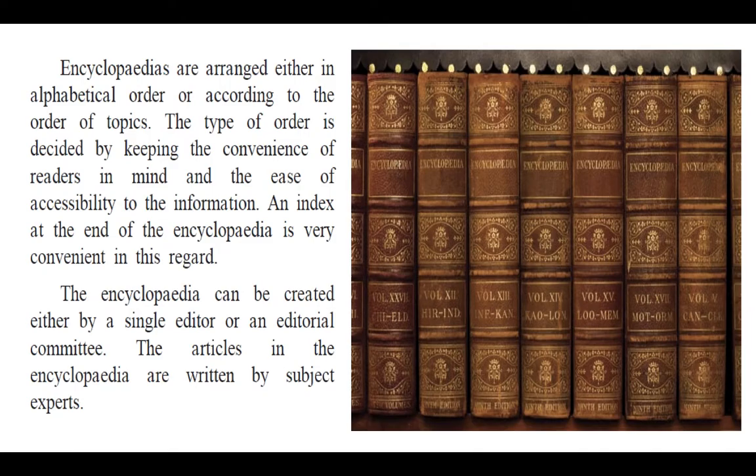An index at the end of the encyclopedia is very convenient in this regard. An index means you have words and you have references of various other books where they have gained this information. So at the back you have an index which helps the reader to gain more information. The encyclopedia can be created either by a single editor or an editorial committee. So you have either one editor that reads through the entire book and edits whatever needs to be removed from the book, or you have an entire committee that goes through the encyclopedia. The articles in the encyclopedia are written by subject experts.